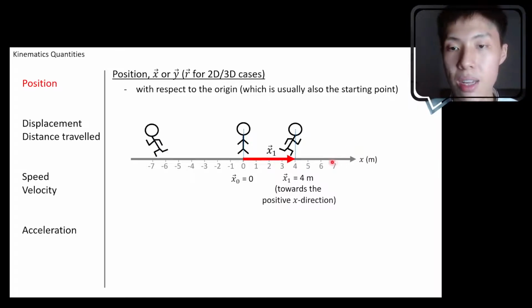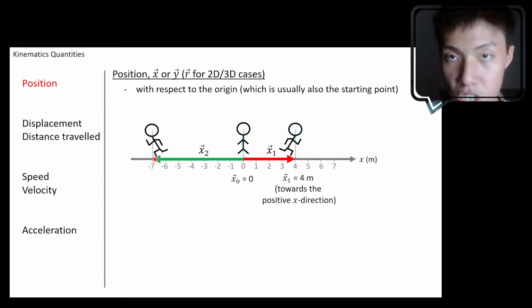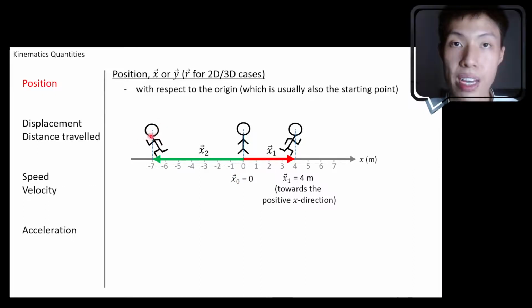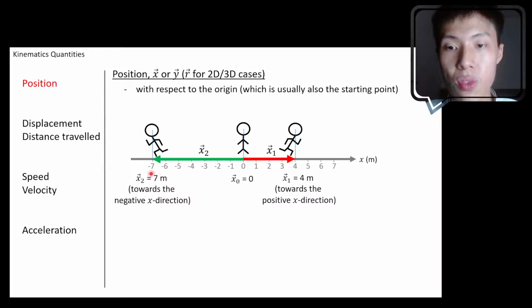Another example, let's say now it makes a U-turn and runs over towards this side. We don't care how it arrived at this side, but now it is at this position. So let's define the position right now. We check what number it is on: -7. It means our vector will be pointing from the origin towards the current position, and we label it as x2 because we have x1 and x0 already. So x2 equals 7 meters towards the negative x direction.